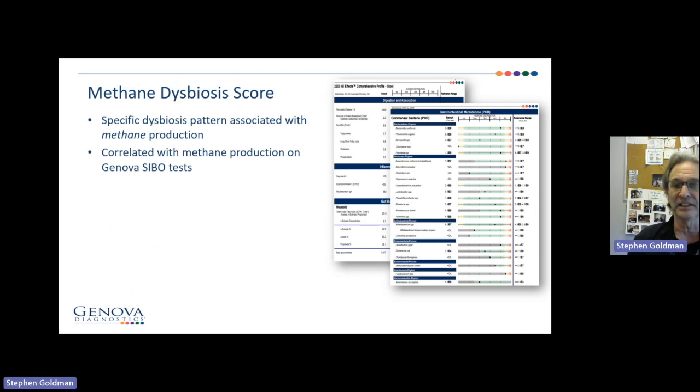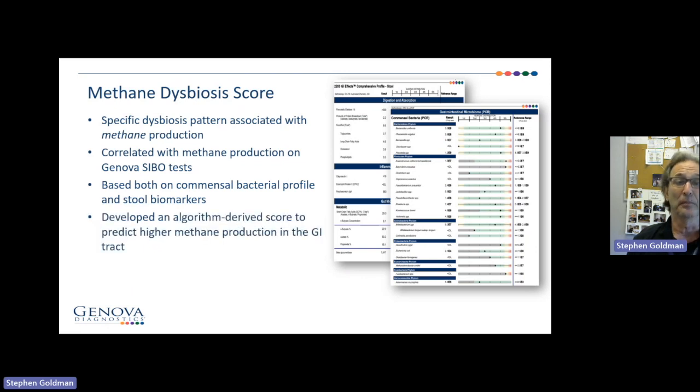Rather than asking how this affects the commensal page patterns, the question was, across the board on a GI effects, were there patterns that emerged? And there were. It's a specific dysbiosis pattern associated with methane. It correlates with methane production on Genova's SIBO tests. It's based on the commensal bacterial profile and stool biomarkers throughout the GI effects, and we do have an algorithm to get a sense of whether or not there's higher methane.